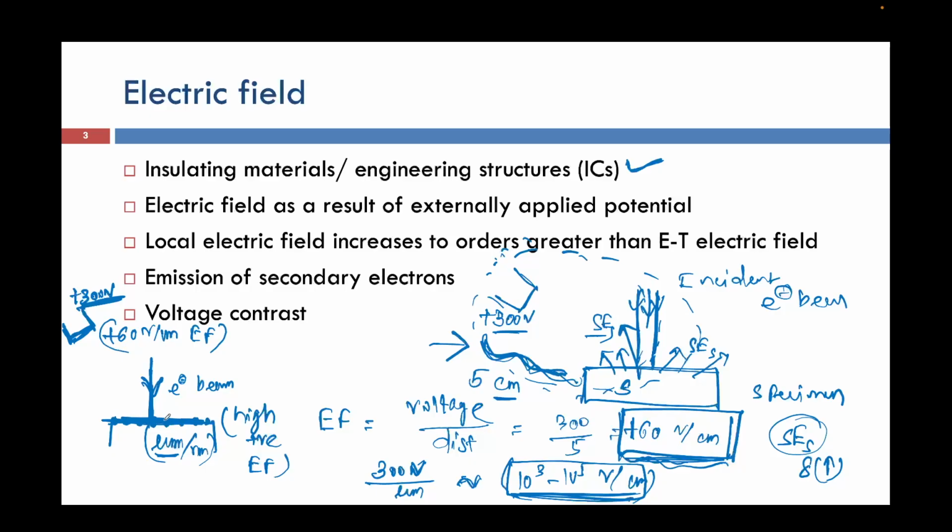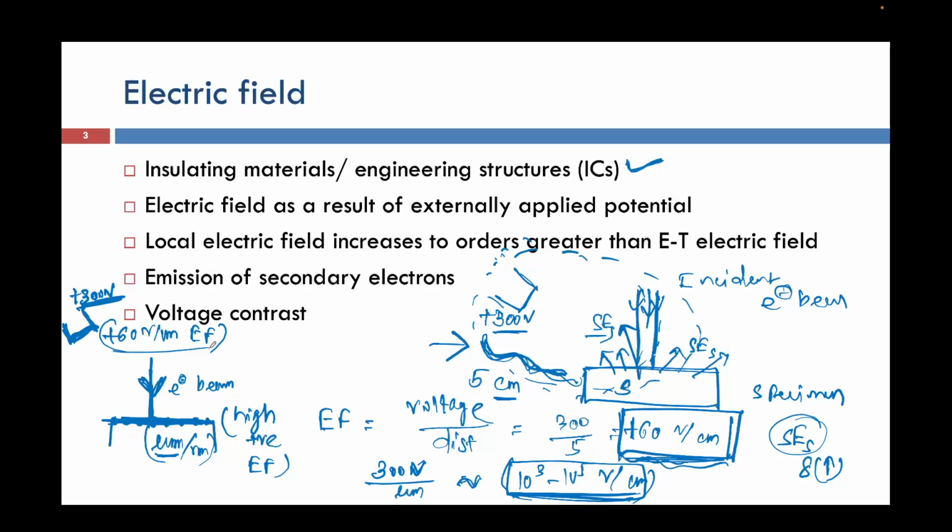Though I am repeating again, this electric field of 10 to the power 3 to 10 to the power 5 volt per centimeter is a very localized reaction, a very localized analysis, right? So on the surface I am having a very high positive electric field, and at the detector I am having some amount of positive electric field.